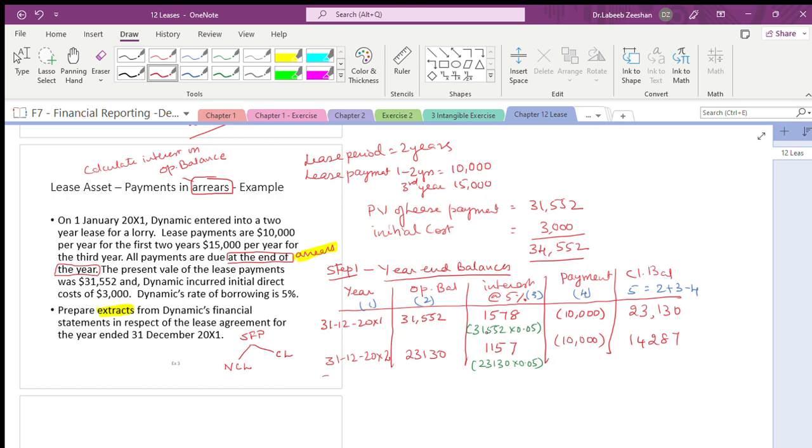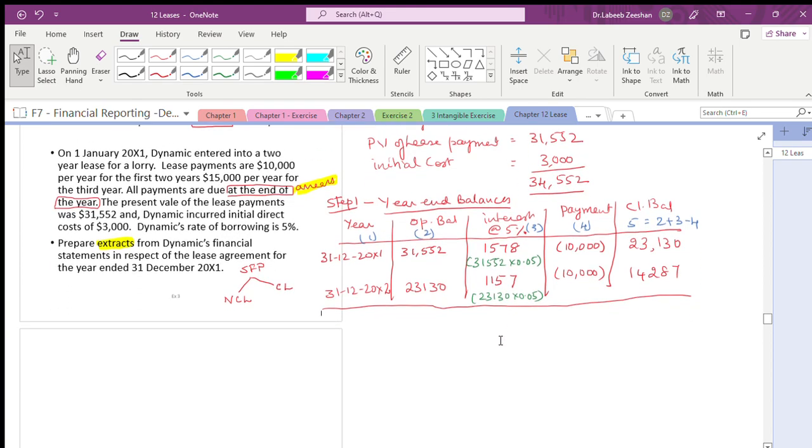First you have to make sure this is for the first year and this is for the second year. 15,000, we will come back. 15,000, how it is going to be treated. Fine. Now, next what we have to do, this much we need, so that we can understand how the things will work.